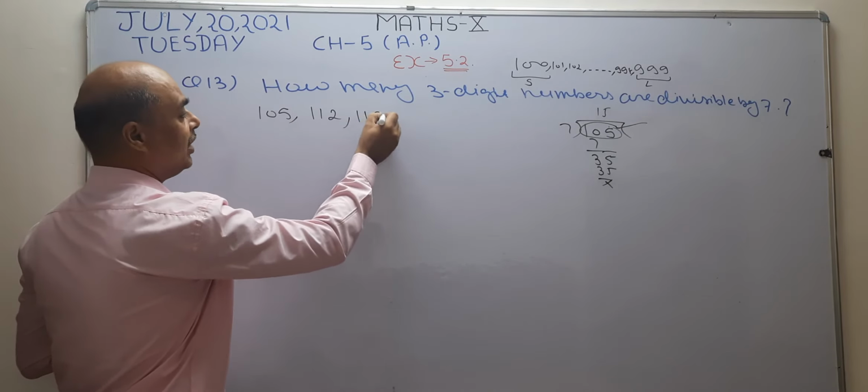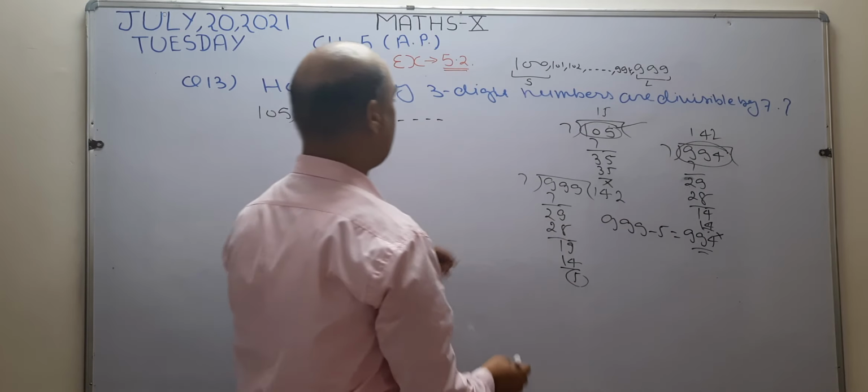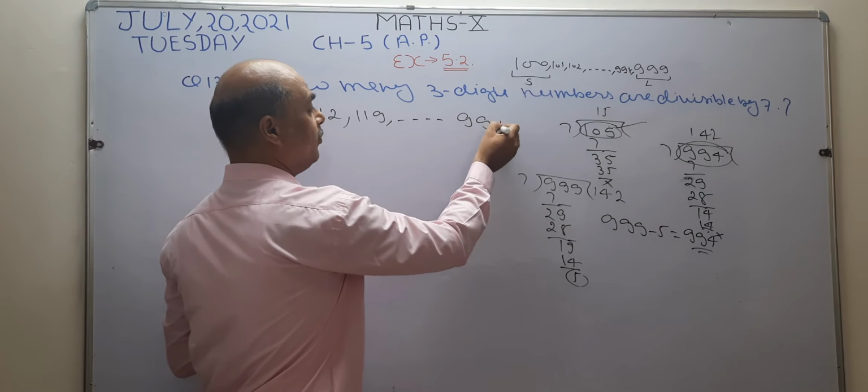I want to show you. I want to divide 994 by 7. Right here, 994. I want to divide it by 7. 7 1s are 7. What is left? 2 is left. 7 4s are 28. What is left? 1. The next number is 4. Now 7 2s are 14. Now this number is completely divisible by 7. So its last number becomes 994.